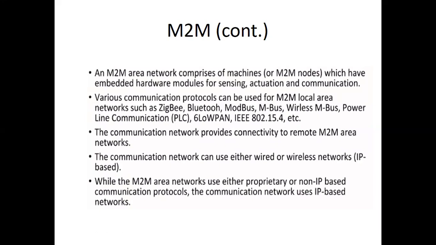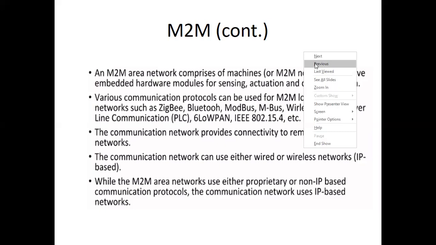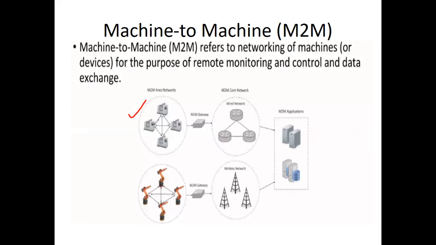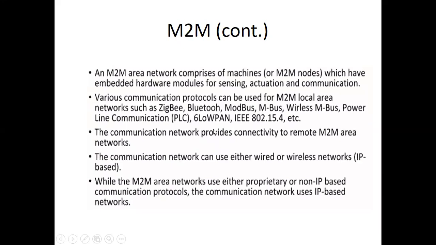Now next, the communication network provides connectivity to the remote M2M area network, and the communication network can use either wired or wireless network. Both types of communication network can be used for M2M communication. While the M2M area network uses either proprietary or non-IP based communication protocols, the communication network uses an IP based network. So what does it mean? It means that in case of the M2M area network, you don't need IP based communication protocols. You can see in this slide, for this you don't need IP based connectivity protocols, and for this core network, you need IP based. So these are a few key points for M2M communication.